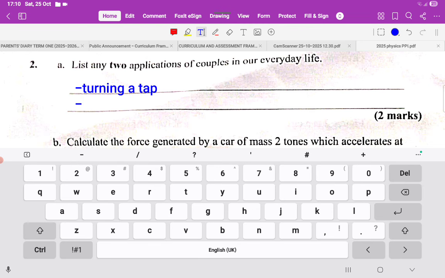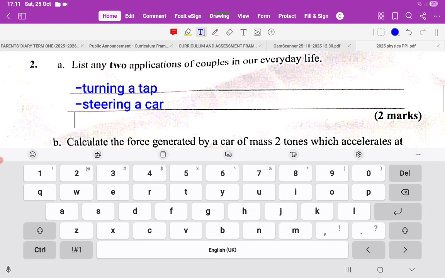Another one is turning a steering wheel. We call that steering a car. You want to negotiate a bend, you want to turn. So you apply two equal opposite forces on the steering wheel, then you'll be able to turn your car.